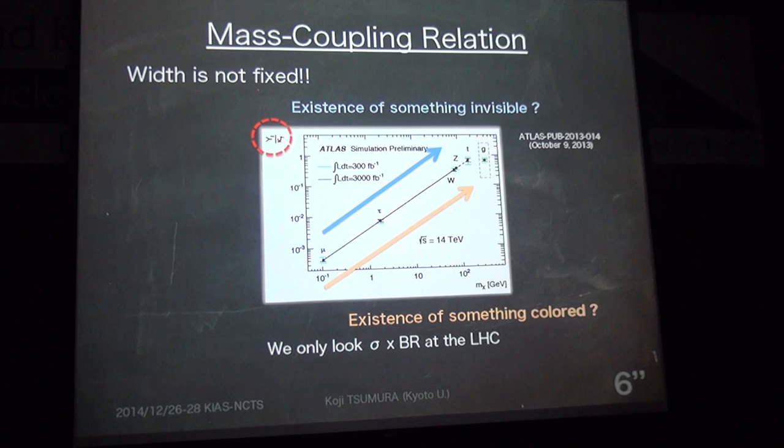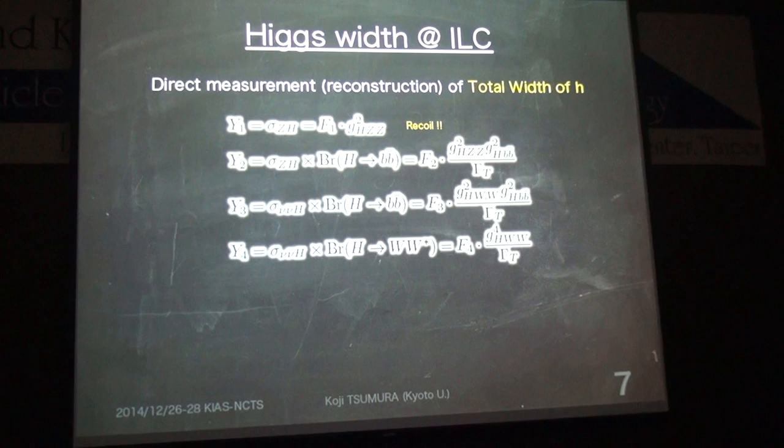And about the Higgs width, the ILC can reconstruct, not as a direct measurement, but can reconstruct the Higgs width experimentally using these four measurements. This is the Higgs-strahlung process, and its recoil measurement is a key process to determine the Higgs width.